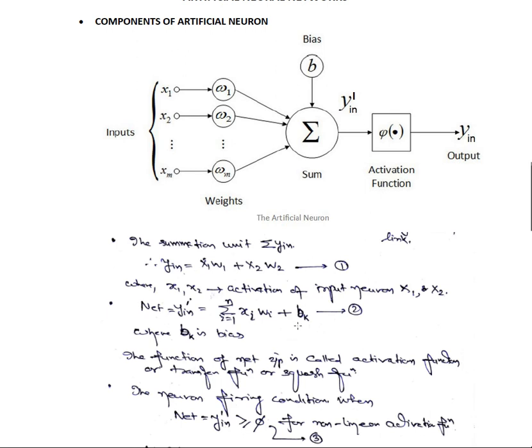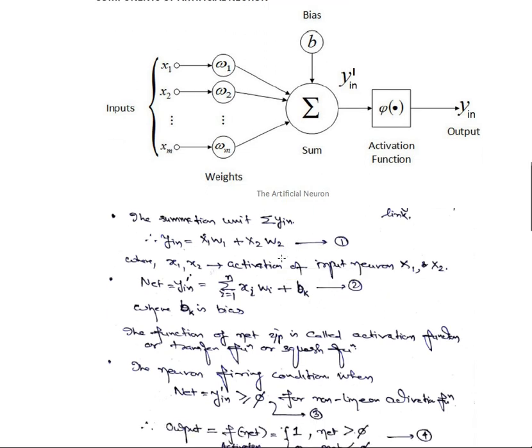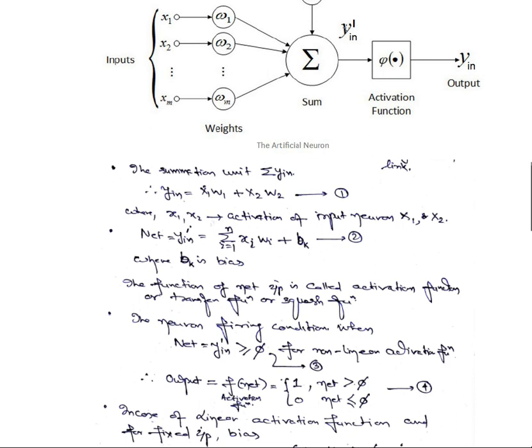I have the notation bk or b, whichever you can consider. So b is the bias. This is how we get the y in dash. That is what I put as y in dash here. Now this function y in dash is ready, but whether this y in dash is sufficient to trigger the output or not depends upon the activation function.